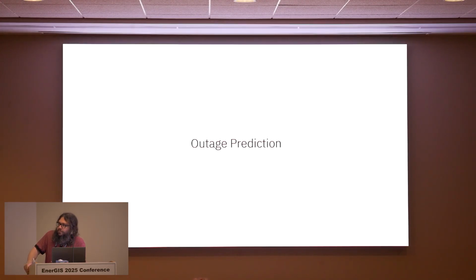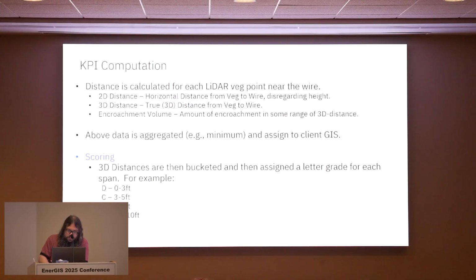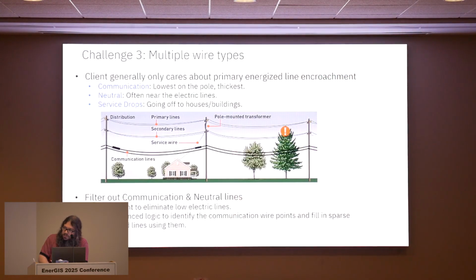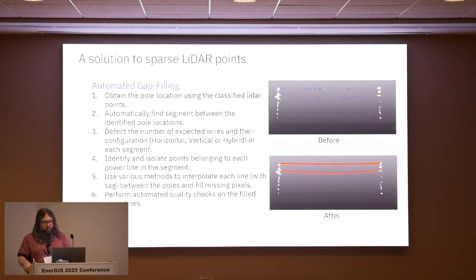Sure. I saw you, and maybe you're going to mention it here. You mentioned sag. Do you guys factor in blowout as well? Right now, it's a very simple catenary curve that whenever we're vectorizing, we try to keep that, but we haven't done anything more advanced there.